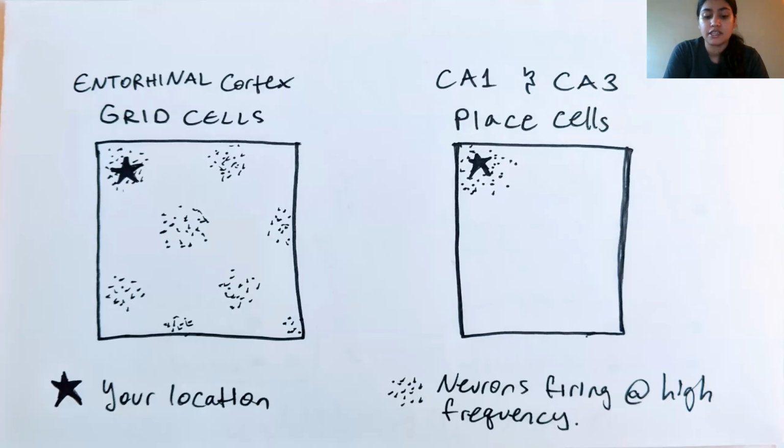Cornu-ammonis subfields 3 and 1, CA3 and CA1, contain pyramidal place cells. And these are spatially localized cells, meaning a portion of them will drastically increase their firing rate if you occupy a specific location, and a different portion of them will drastically increase their firing rate if you occupy a different location. The specific location that triggers this high frequency firing in a portion of the CA1 or CA3 cells is called the cell's place field.